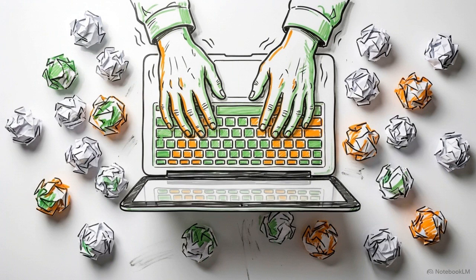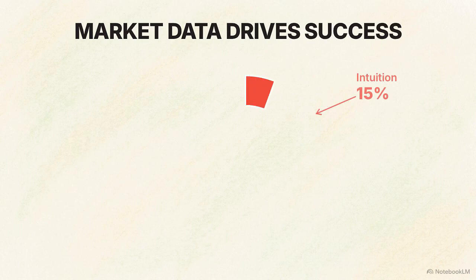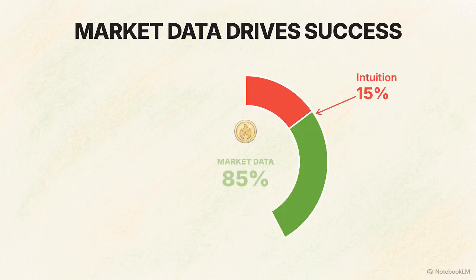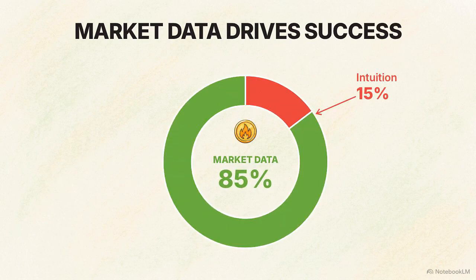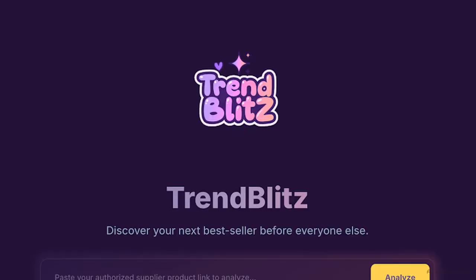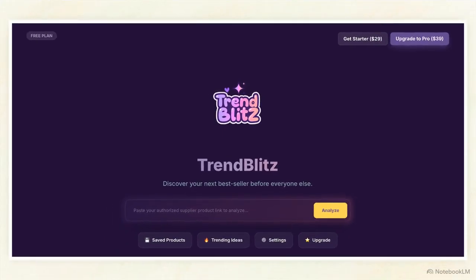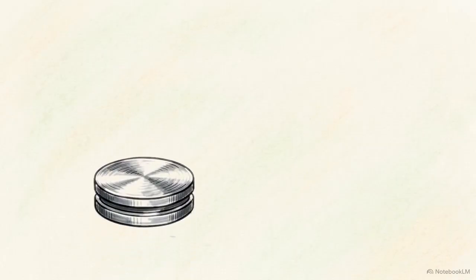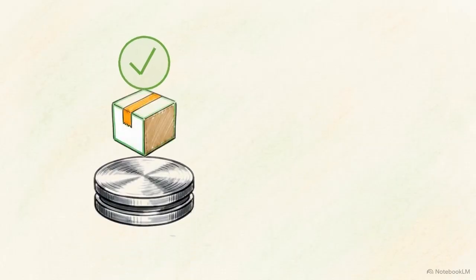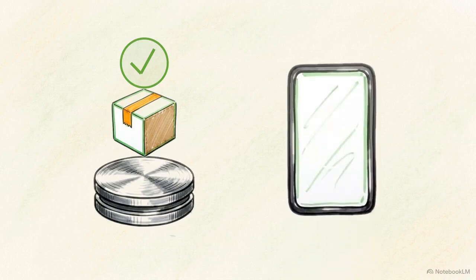Starting an e-commerce store often feels like guessing. Most new sellers fail because they choose products based entirely on intuition rather than hard market data. That is where Trendblitz comes in. It functions as a unified environment specifically built to handle product discovery, financial validation, and marketing asset creation all in one place. By the end of this video, you will understand exactly how to find a highly validated product and have a completely finished video ad ready to test.